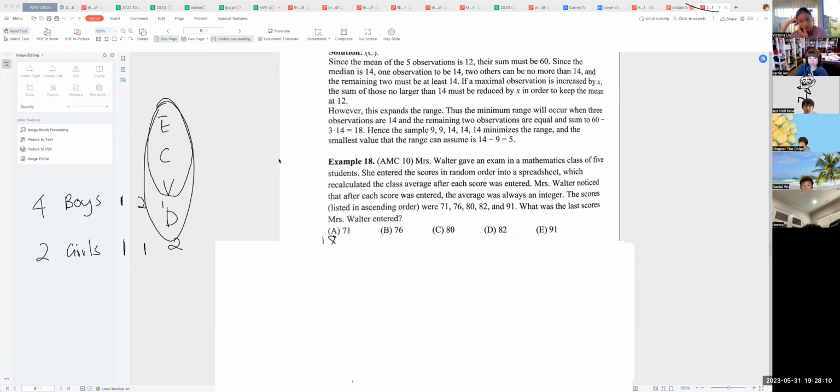Okay, so let's take a look at number 18. Number 18 is an AMC 10 question. Let's read this question carefully. Mrs. Walter gave an exam in a mathematics class for 5 students. She entered the scores in random order into a spreadsheet, which recalculated the class average after each score was entered. Mrs. Walter noticed that after each score was entered, the average was always an integer. The scores listed in alphabetical order were 71, 76, 80, 82, and 91. What was the last score Mrs. Walter entered?